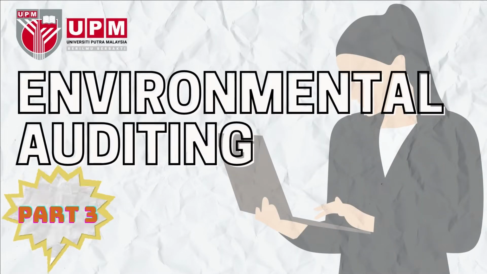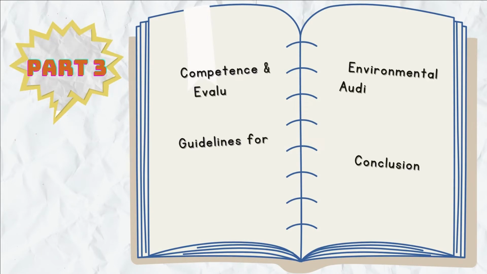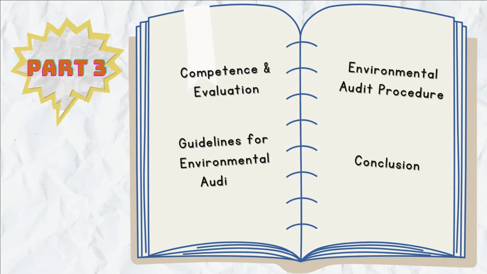We are aesthetics CU, still excited for our third and last part, which is Environmental Auditing Part 3. In Part 3, we will be covering the competence and evaluation, guidelines, procedure, and ways to add value in environmental auditing. Here we go!